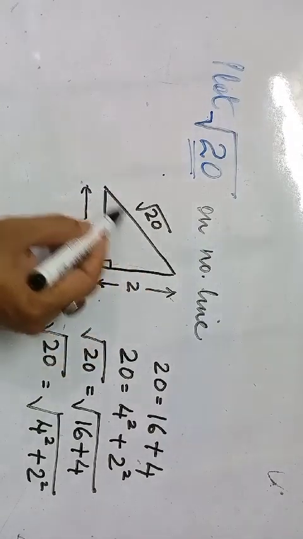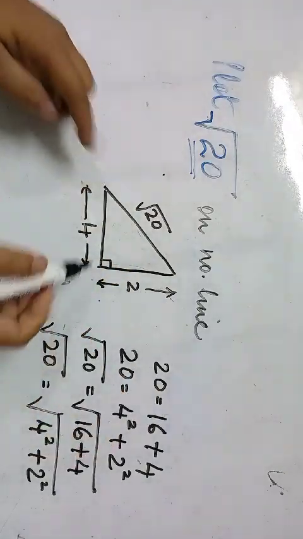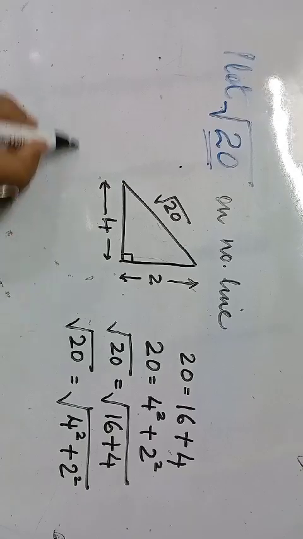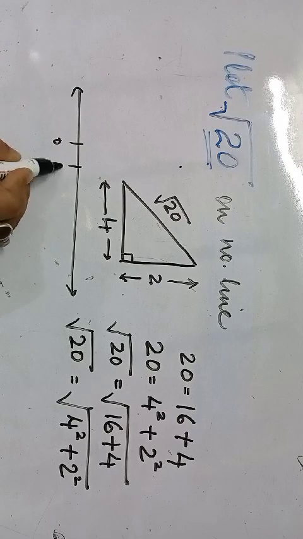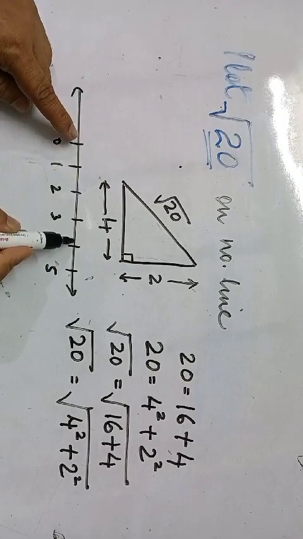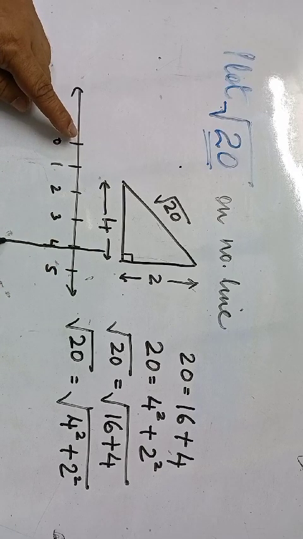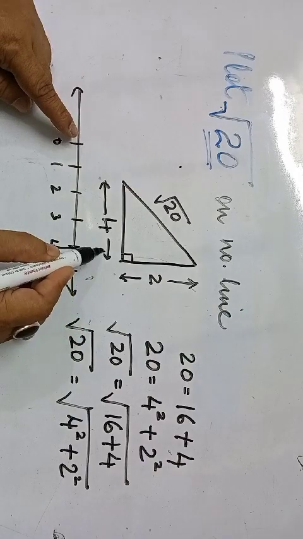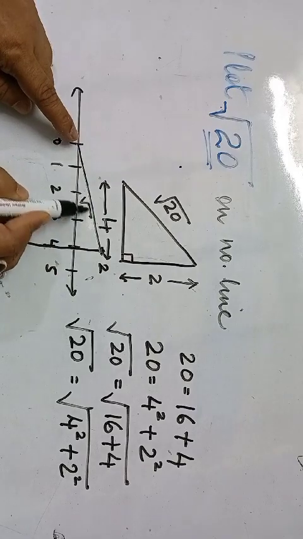So it is this that you have to plot. You cannot naturally plot root 20 directly on the number line. Once again, let me show you this. You will have to draw a number line like this. You will have to mark a 0. Then you will have to mark 1, 2, 3, 4 and 5, let's say. From 0, how much will you go along the base? 4. So you will come here and then draw a vertical line like this. How much will you go up from here? You will go up by 2 points. So mark that 2 and then join this from here. So this part will become root 20.